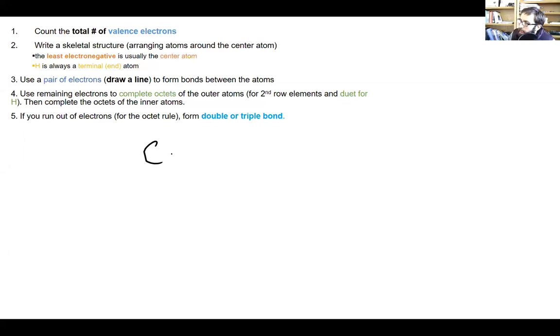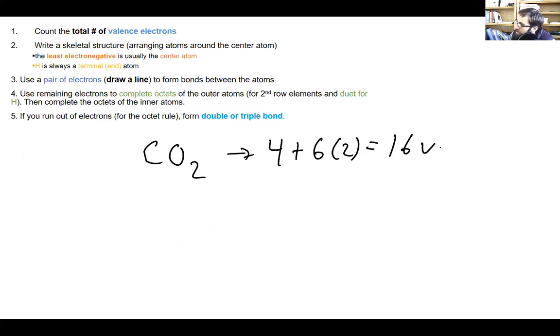Let's do one more here. Let's do CO2. Count the total number of valence electrons. Carbon is group 4, oxygen is group 6, and there are 2 of them, so that's a total of 16 valence electrons. Put the least electronegative atom in the center, that's carbon. Carbon is to the left of oxygen on the periodic table, so it's more electropositive, or less electronegative. So carbon is going to be in the center, and the oxygens are going to be on the ends.